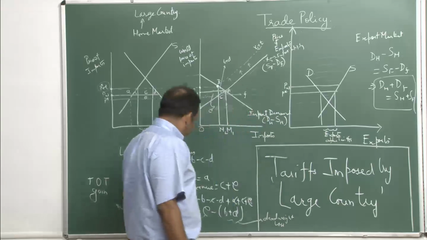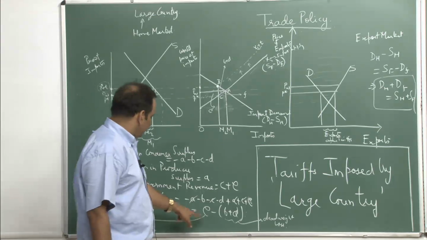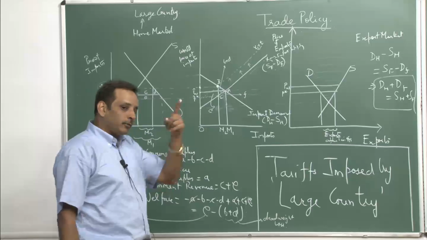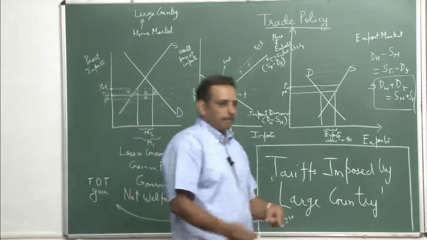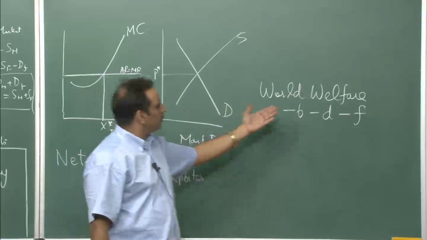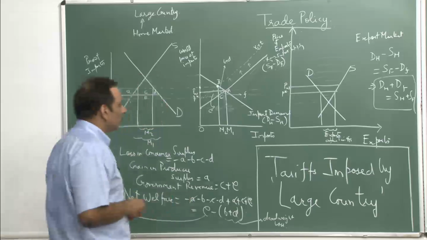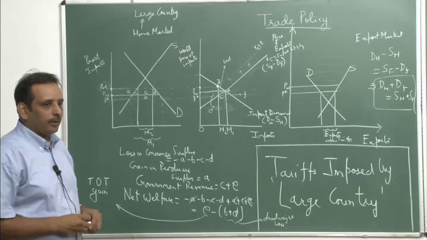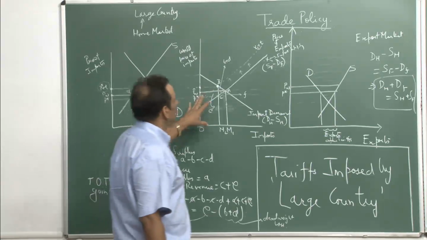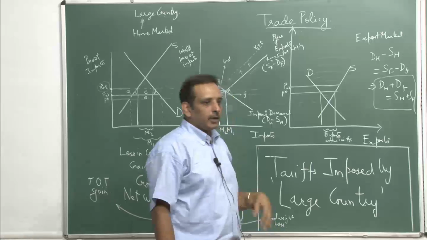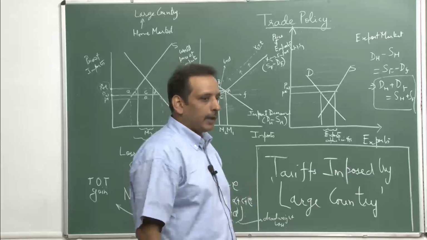Now, you can see when you find out the world welfare, whatever is the terms of trade gain here is the terms of trade loss for the exporters. So, that cancels out, right. So, then you have this world welfare, which is minus B minus D minus F. Here the assumption is the world is just an addition of these two countries, where you have an importer and an exporter, and therefore, if you work out the world welfare, it will be the sum of welfare here and in the exporter.